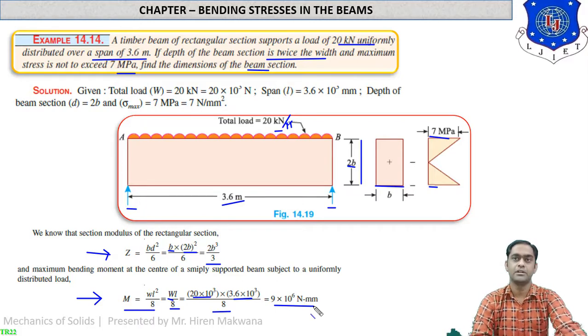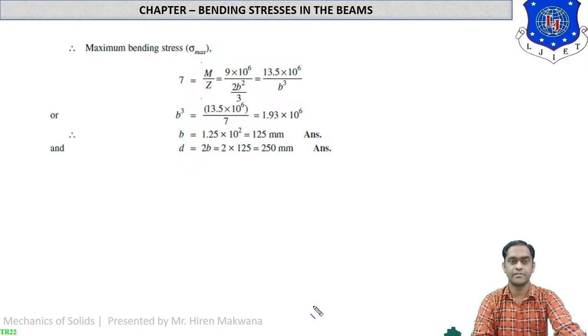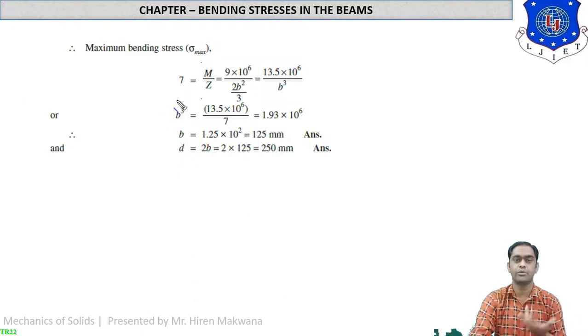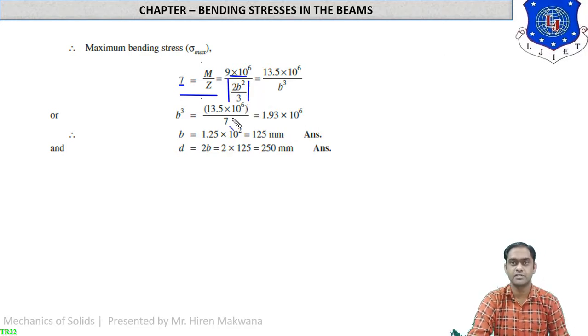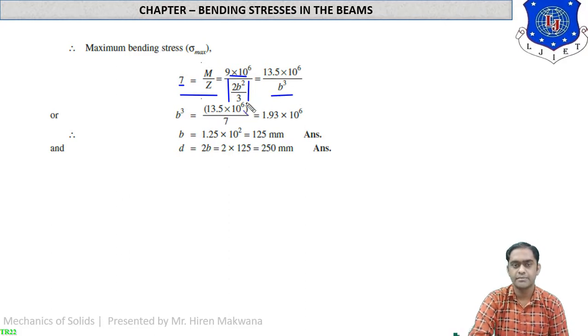Again Z and M are available. We have to calculate the dimensions, so applying the flexure equation. What is our flexure equation? Sigma equal to M by Z. Sigma is given to you, 7. Bending moment we have calculated, 9 into 10 raised to 6. What is Z? Z equal to 2B cube by 3 as per the earlier simplification. So now B cube remains as it is, and by simplification we will get B cube equal to this term, which is equal to 1.93 into 10 raised to 6. So by taking the cube root you will get the answer 1.25 into 10 raised to 2. So multiplying and removing the decimals.